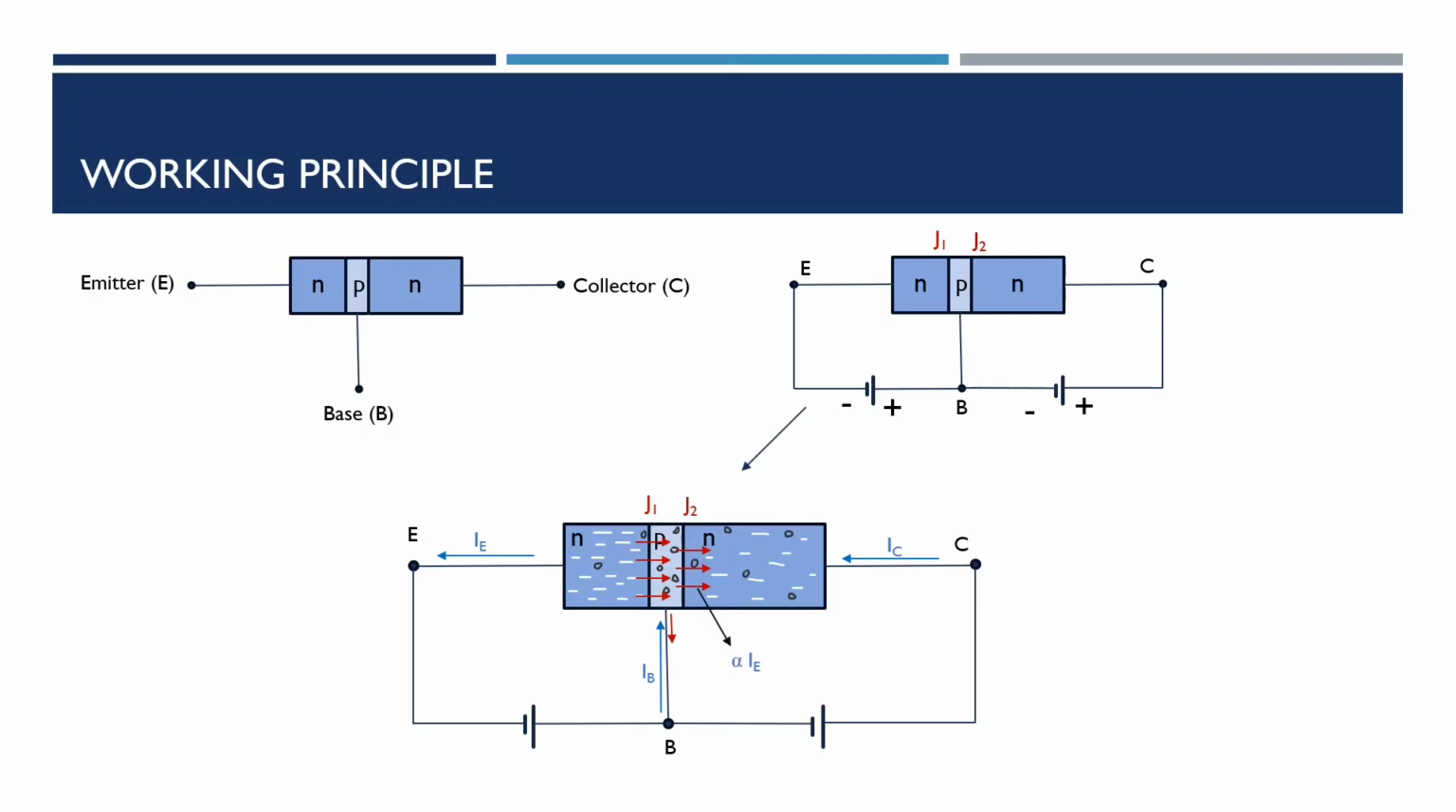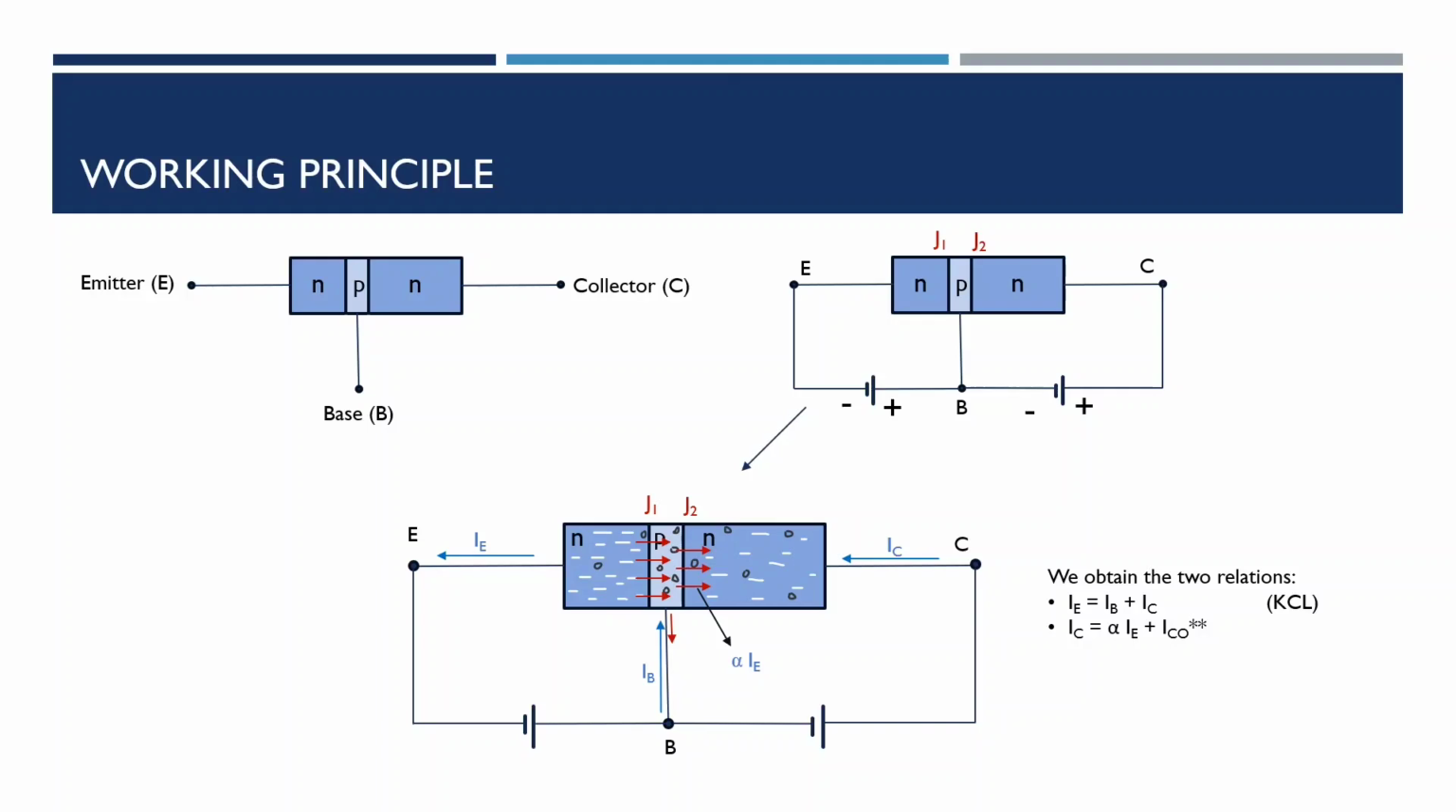Now, we have two important relations. The first one we obtain by applying KCL. Emitter current is leaving while the base and collector currents are entering. So we can write IE equals the sum of IB plus IC, which is the first relation.